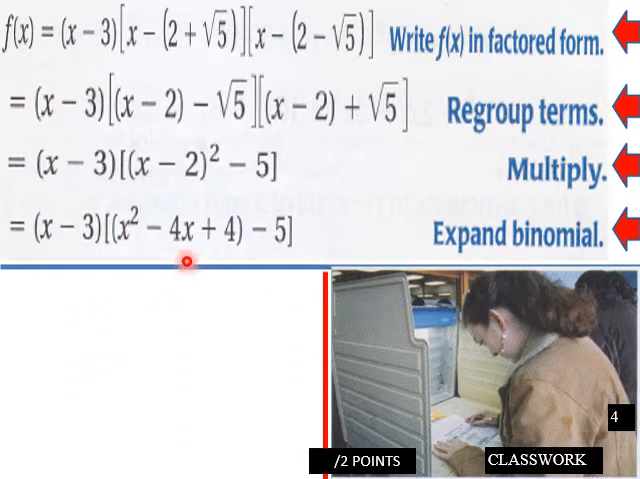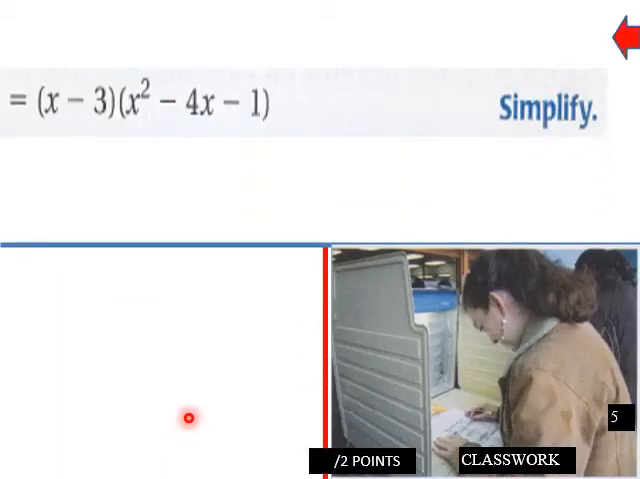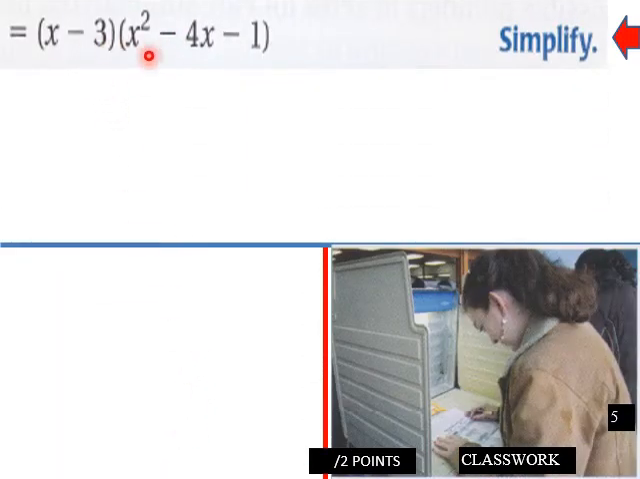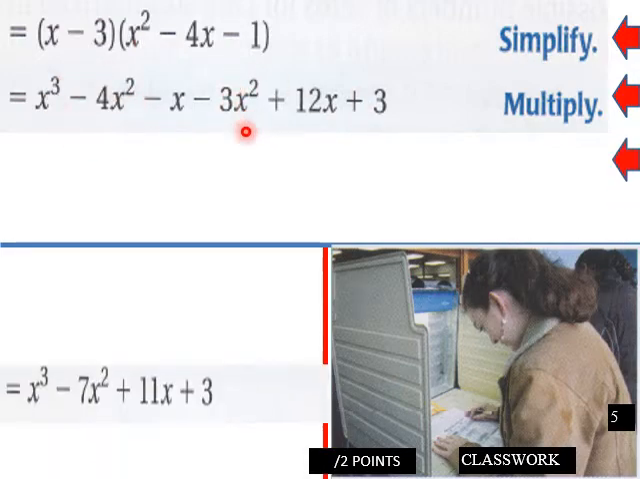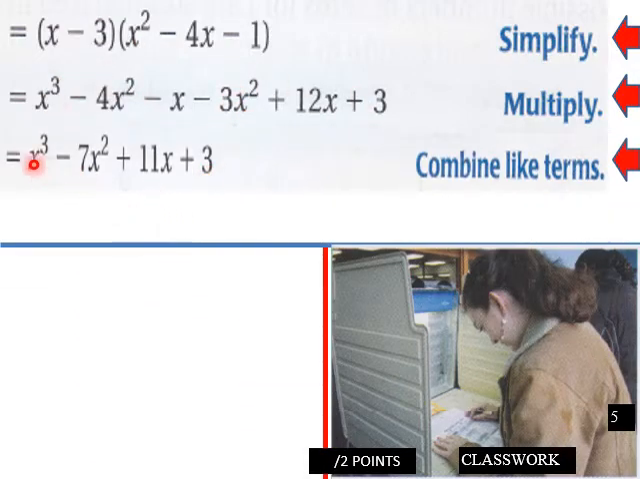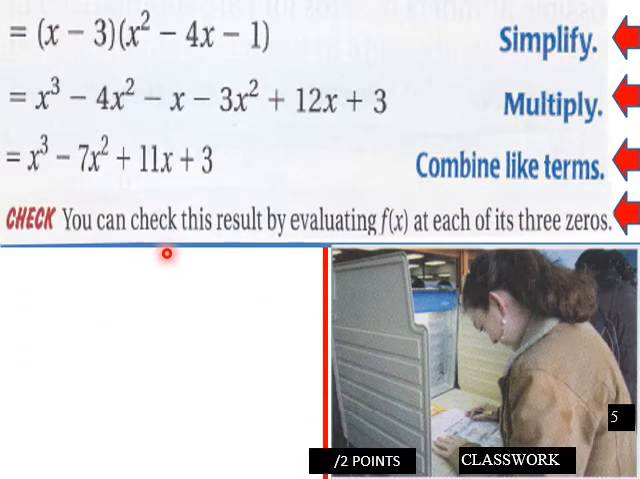And then when we multiply those together, we get this situation here. We expand this out here to this minus 5. And then we further simplify, combining like terms, etc. And we have this situation here. And then when we multiply this together here, we get this. And then when we combine like terms, we get this situation here. So there's our polynomial. Check by evaluating f of x at each of its 3 zeros.